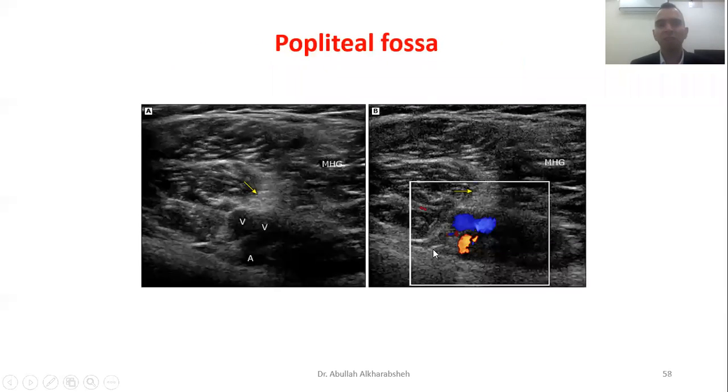This is the popliteal fossa as we see here. The vessels here, let's see, and this is the medial head of gastrocnemius muscle. Sometimes we turn on the Doppler here to see the vessels. This is the artery, as we said, red, orange, and this is the blue color for vein.